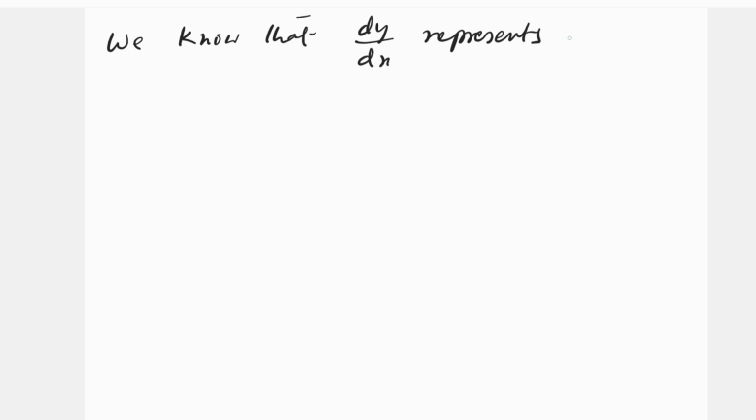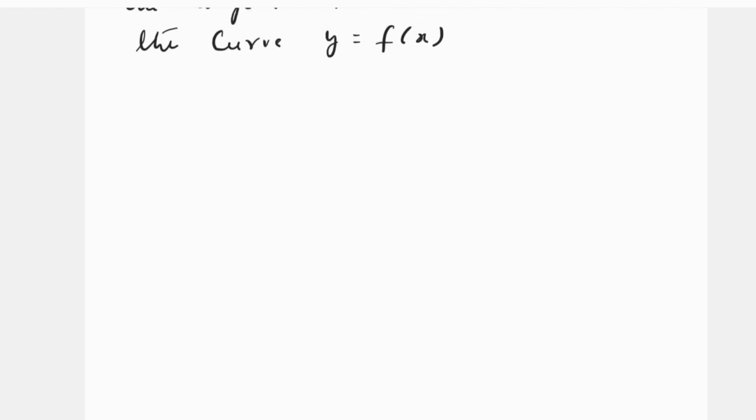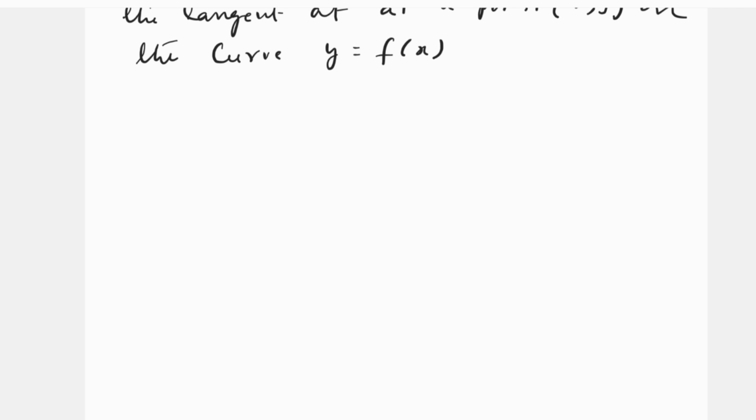We know that dy by dx of a slope, dy by dx represents the slope of the tangent at a point on y is equal to f of x. Using this concept, it is easy to find equations of tangent and normals.